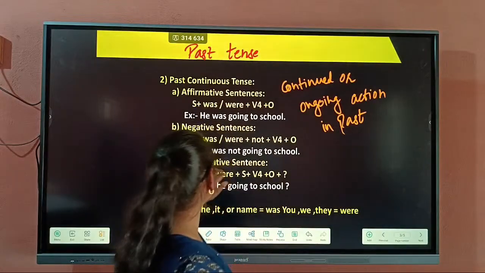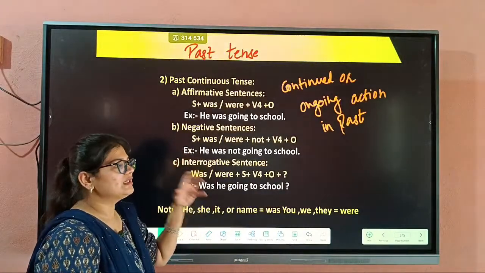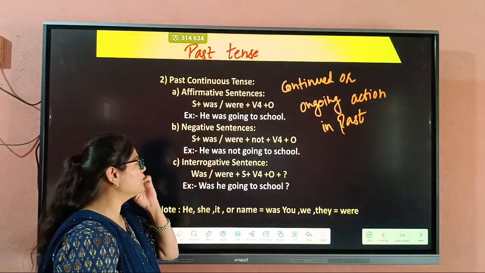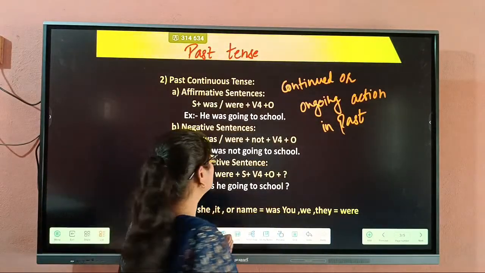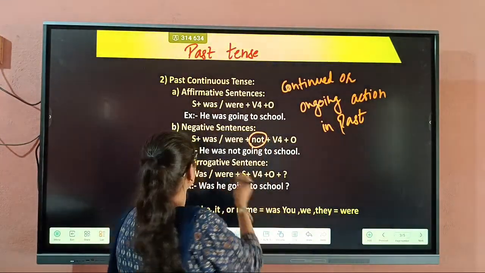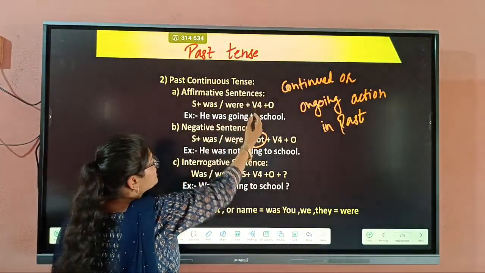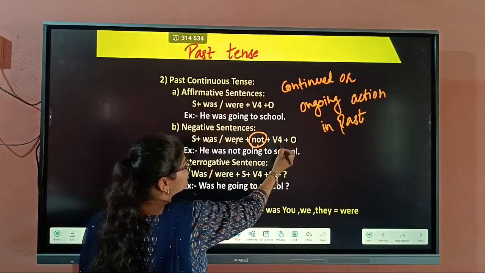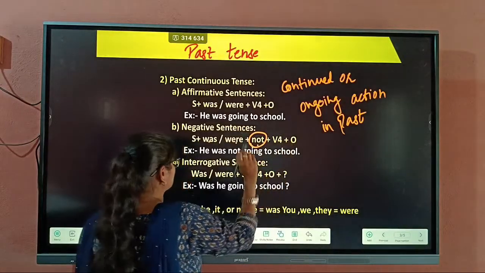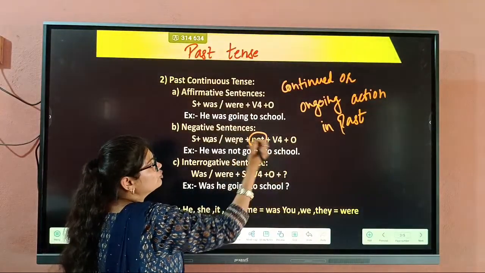Now, I want to discuss another one, that is the negative sentences. You know, in the negative sentences, we always use no, never, not. Okay. So, not is necessary here. Now, subject plus was verb plus not plus verb's first form plus object. Now, the example is, he was not going to school.